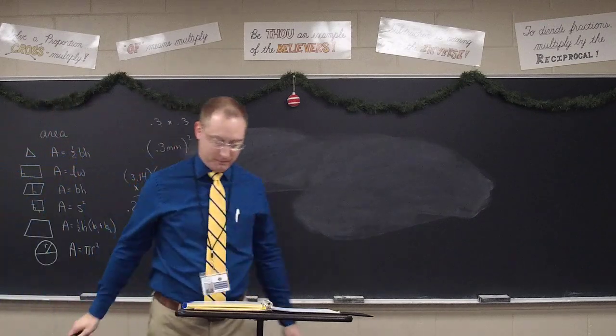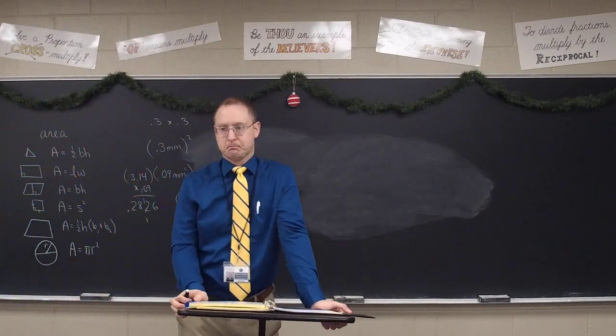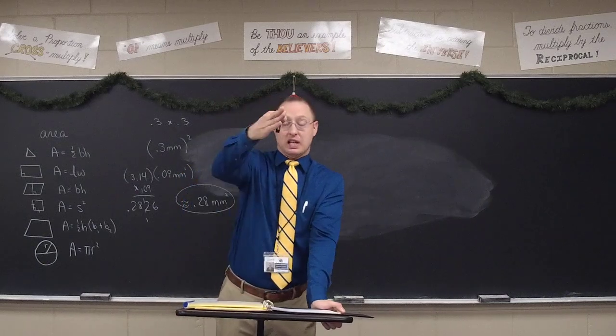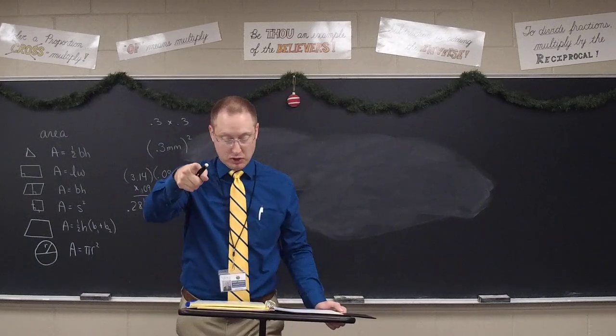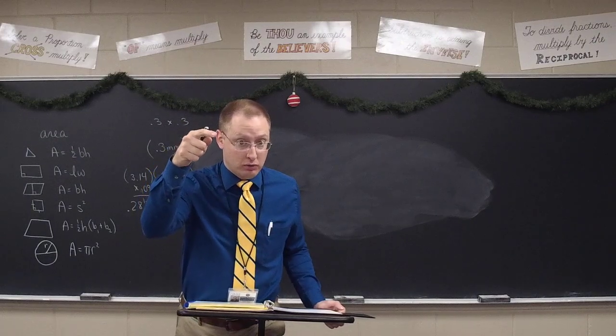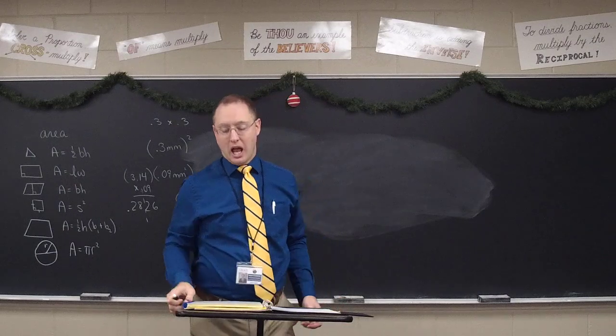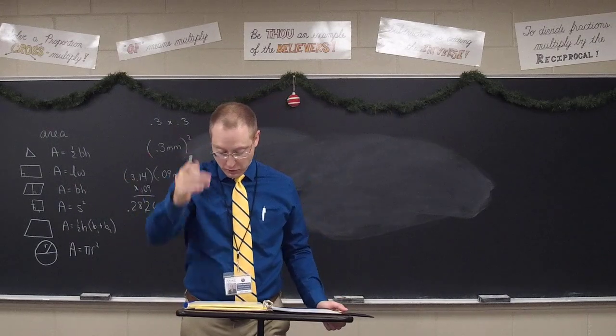Look at number 6. We can't use that. 12 centimeter diameter? No. We have to change that. What do we need to make it say, Kirsten? 6 centimeters for the radius. There we go. 6 is easy to square. We just get 36. And then when you multiply it by the 3.14, you get what answer?